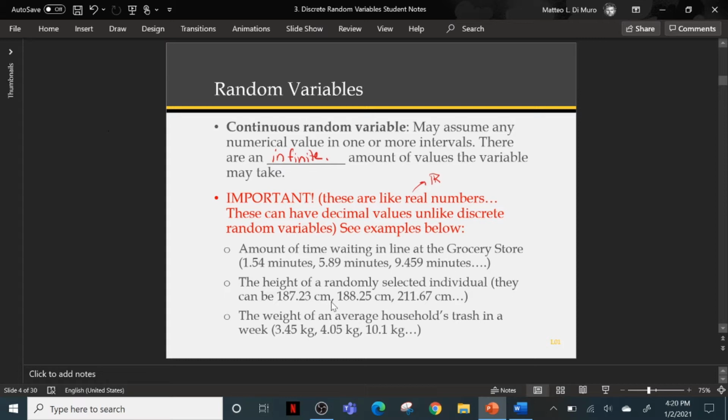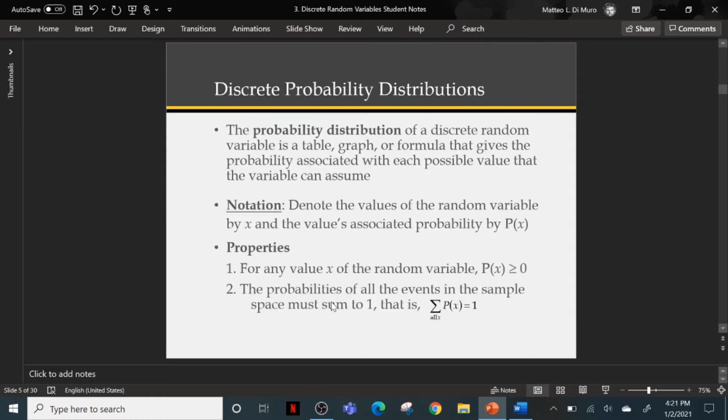So, for example, the amount of time that you wait in line at the grocery store could be a continuous random variable because you might wait for 1.54 minutes. It might be 5.89. Depending on how precise your watch is, you could go to 9.459 minutes. So they're continuous because you can have many different values on an interval. The height of a randomly selected person is a continuous random variable because, again, you can have decimals in there, right? So people aren't necessarily 187 centimeters tall. They might be 187.23. Or the weight of an average household trash or something like that, okay? So there you have it. Get those definitions out of the way.